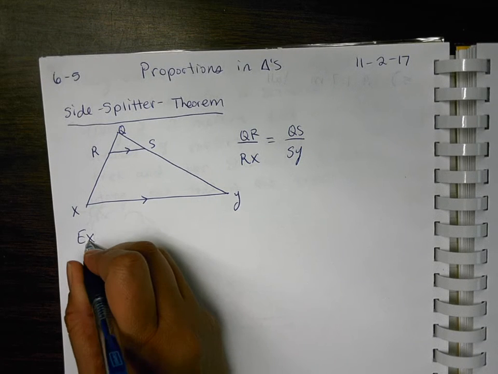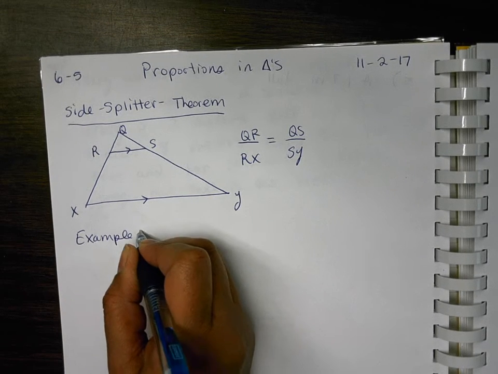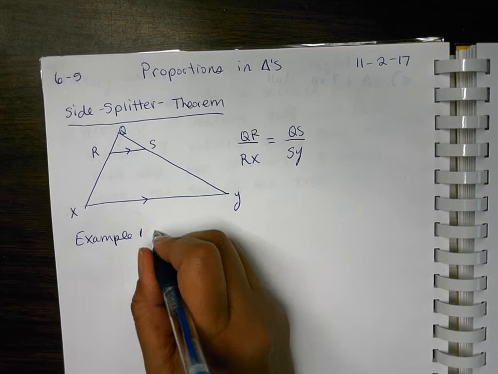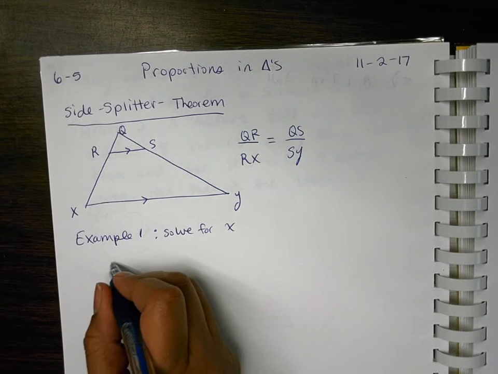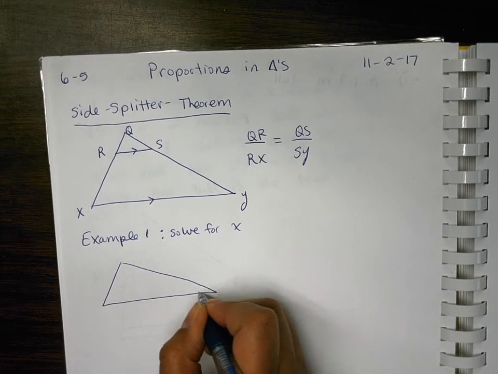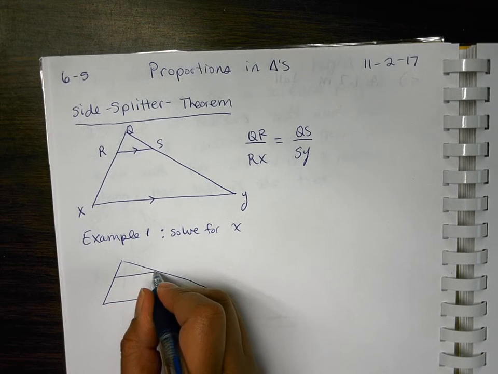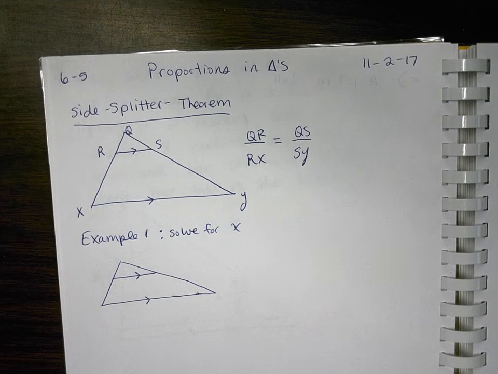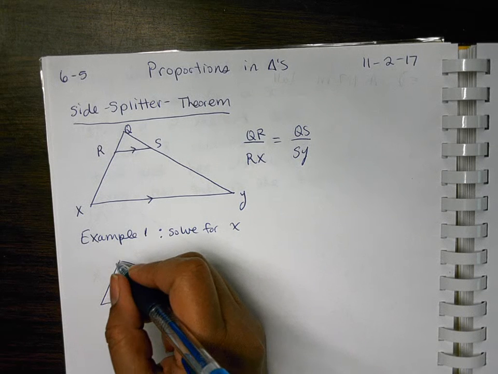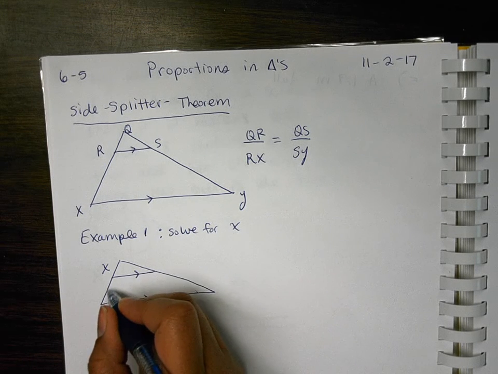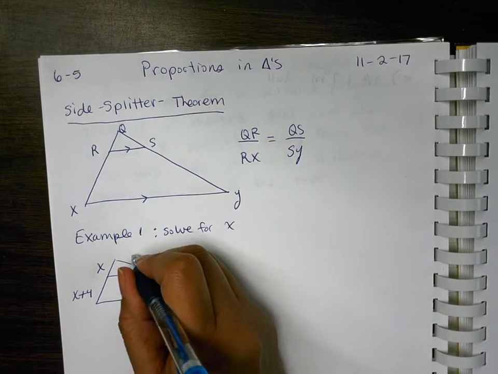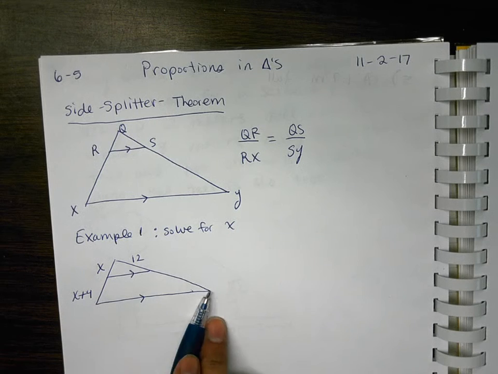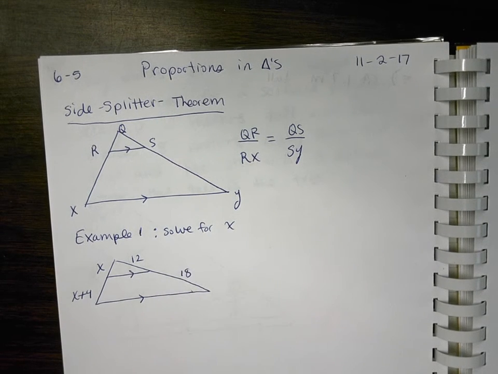Example 1. Here I'm going to have you solve for X. This top piece here I'm going to label as X. This bottom segment here I'm going to label as X plus 4. The right top segment I'm going to label as 12. And the bottom right segment here I'm going to label as 18. So that was X, X plus 4, 12, 18.